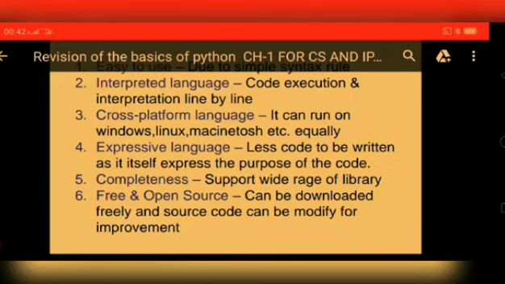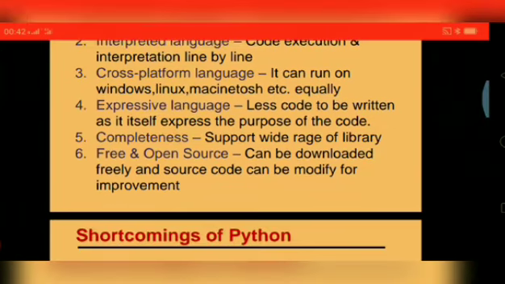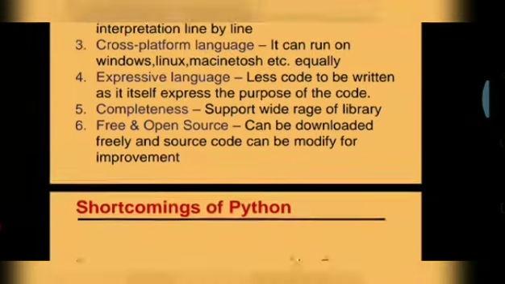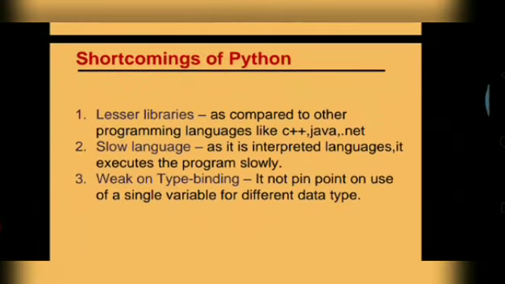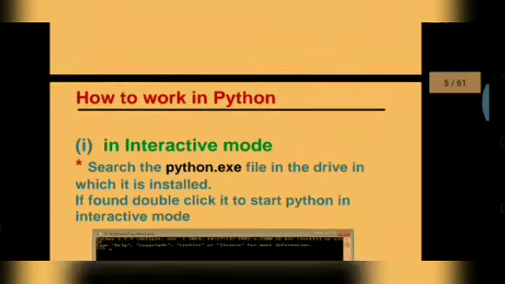The fourth one is expressive language, completeness, free and open source. You can easily download it from the website python.org, as you are already aware. But there are some shortcomings of Python because it contains fewer libraries, it is a slow language, and weak on type binding. You are already aware of that.